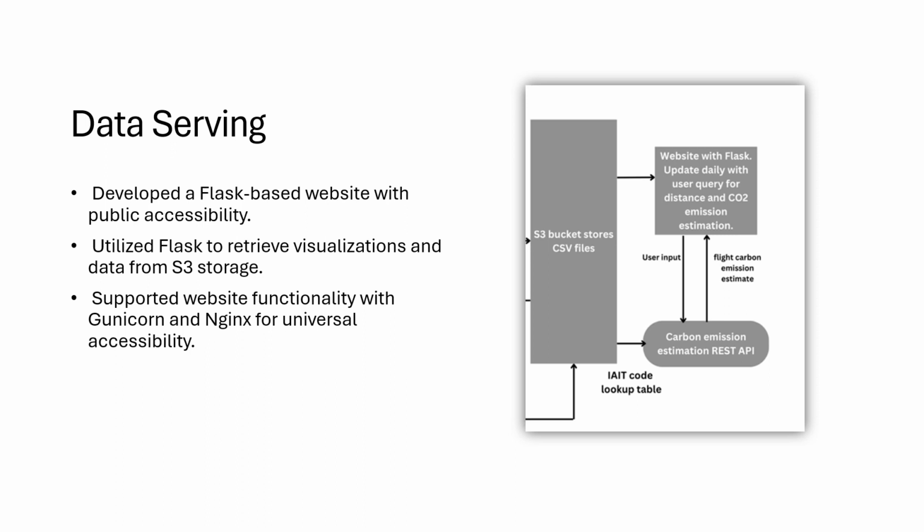Let's move on to the data serving, which is the ultimate objective of any data project, and it involves providing users with accessible data in an easily understood format. So we created a publicly accessible Flask-based website for that purpose. Data and visualizations were retrieved from S3 storage using Flask. Nginx and Gunicorn were used to support website functionality for global accessibility. And as you can also see in the image on the right side, we extracted the images and CSV from the S3, and the information for the carbon emission was taken from the REST API.